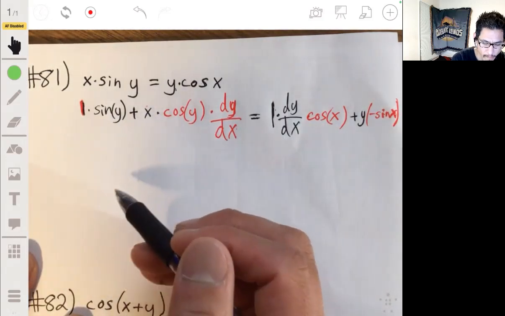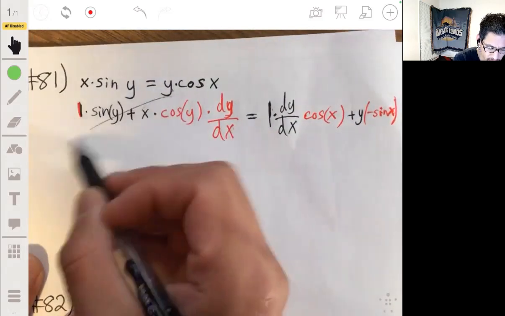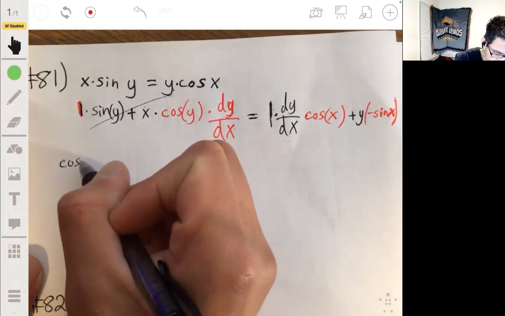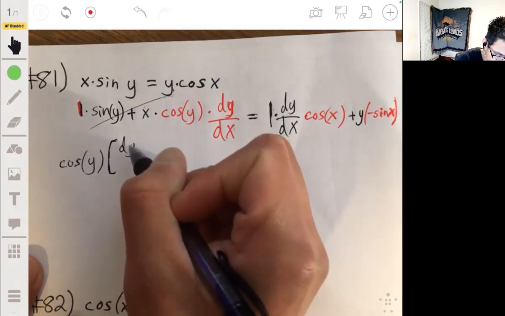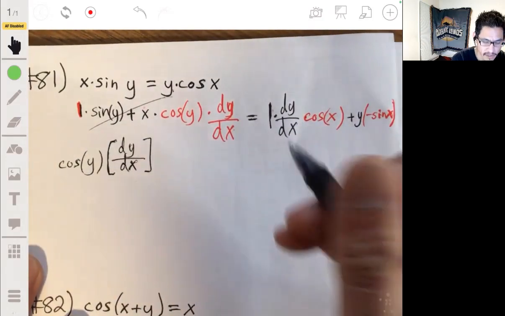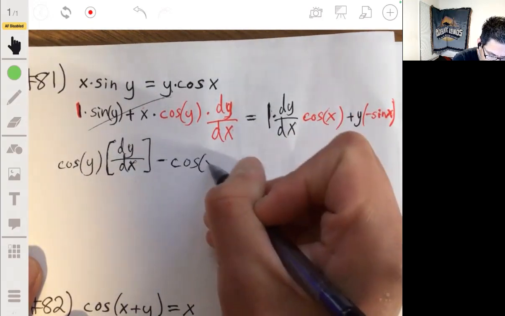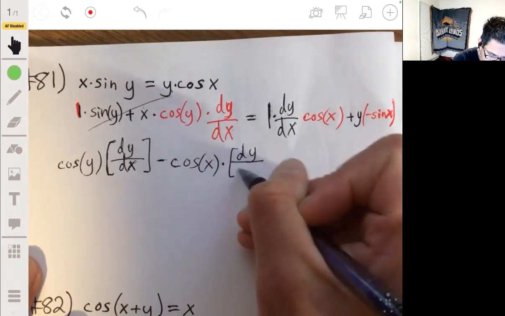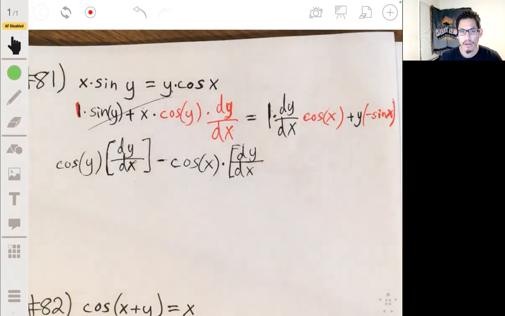So ignoring that for now, we'll have the cosine of y times dy dx minus this minus the cosine of x times dy dx. Looks like I need to get a new pen. Not a problem.